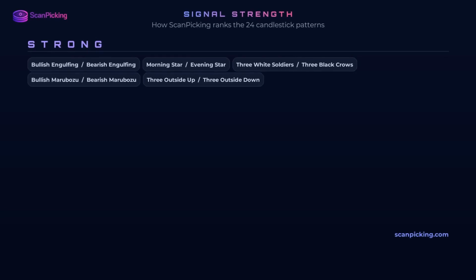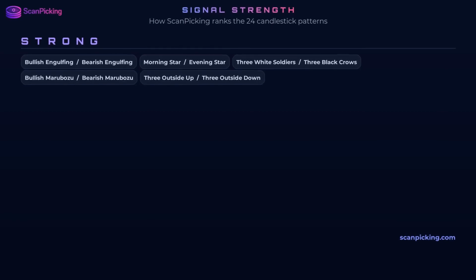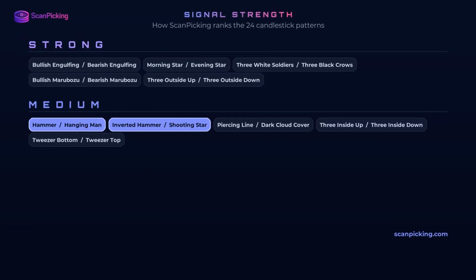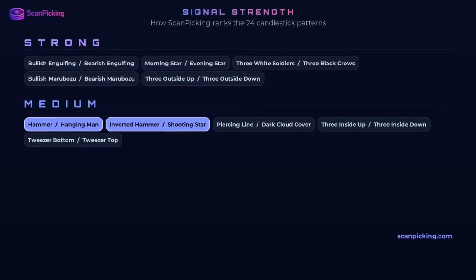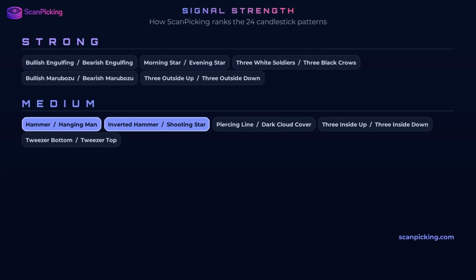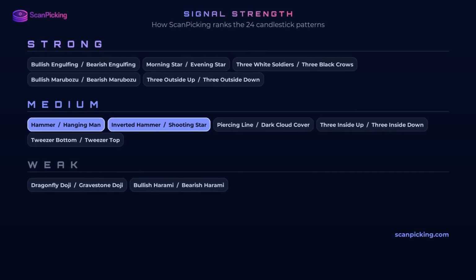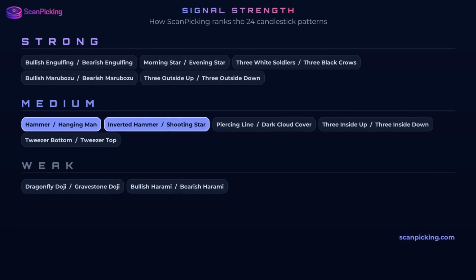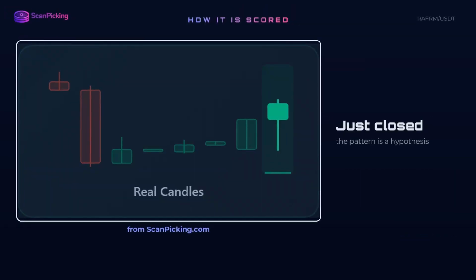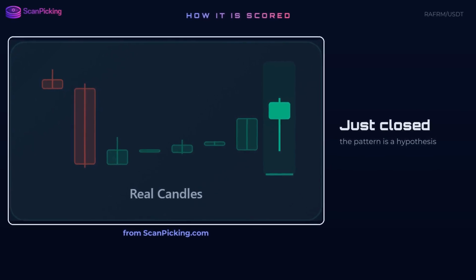So how much weight do they carry? ScanPicking sorts the 12 families into 3 tiers. These 4 sit in the medium tier, and within a pair, the tier is the same on both sides. The shape decides the weight, the trend decides the direction. Only 5 families reach the strong tier. A wick on its own is a hint, not a verdict. A shape on its own is not a signal. Here is what the engine does with it.